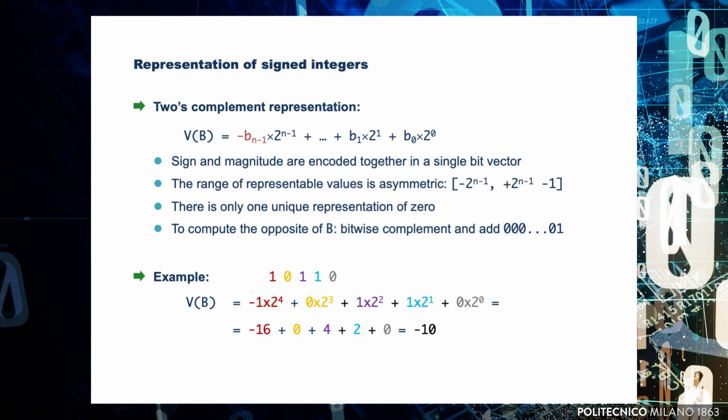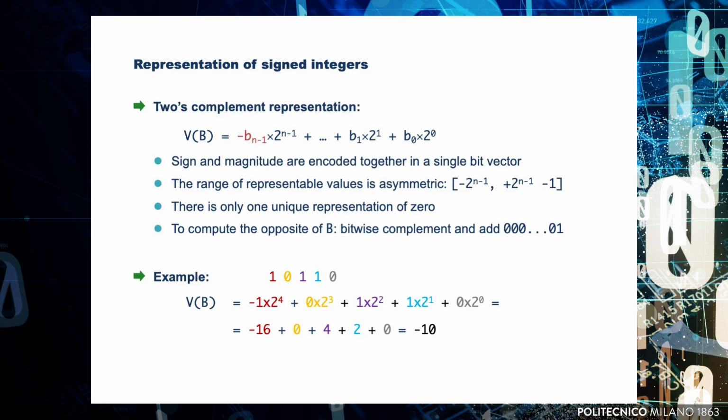This is due to the fact that 0 has a single representation based on a vector with all bits set to 0. To compute the opposite of a number, we flip all bits, changing every 0 into a 1 and vice versa, and then add 1 to the result.